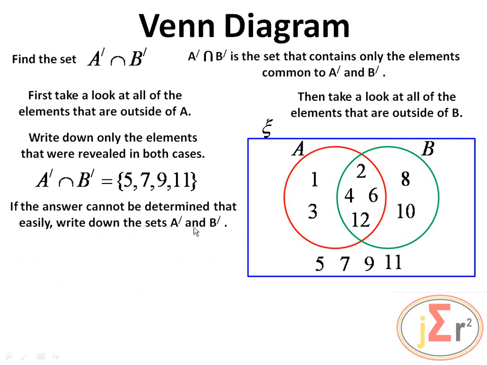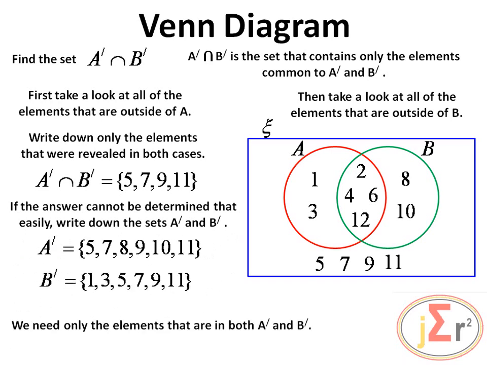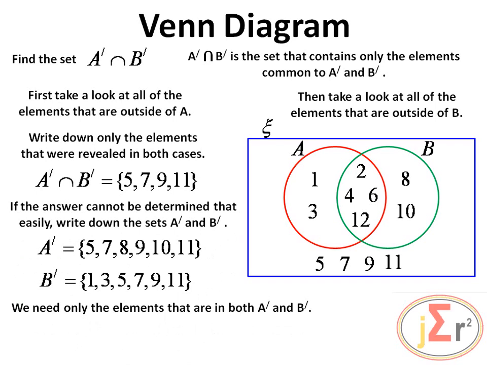And of course, if we cannot do it visually, we may write down the sets A complement and B complement. And then we need only the elements that are in both A complement and B complement. So we're going to search A complement and B complement to find the common elements. Let's see. We have a 5 there, yes. 7, 9, 11. So those are the common elements: 5, 7, 9, and 11. Remember, this and this. What do we have in common? This region.